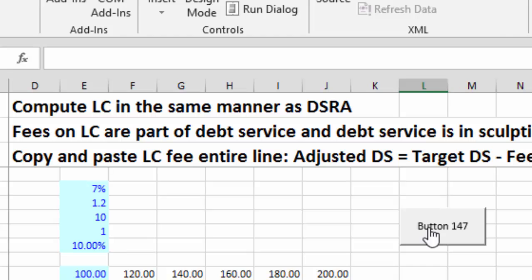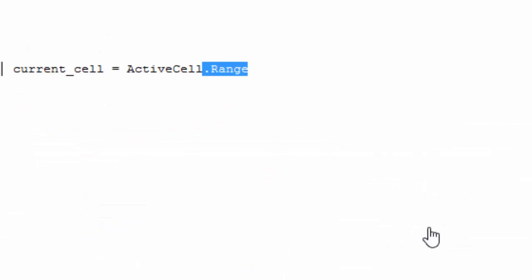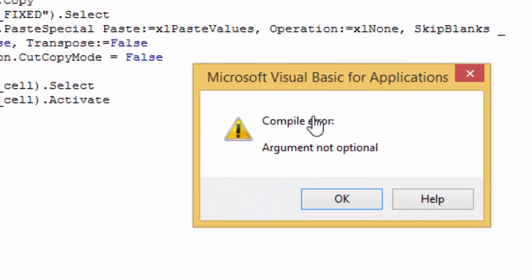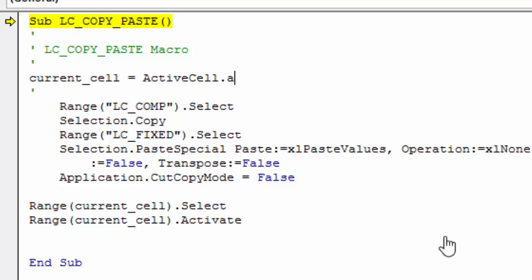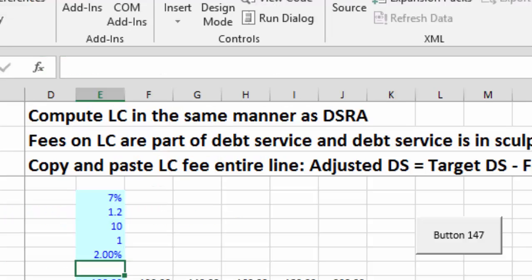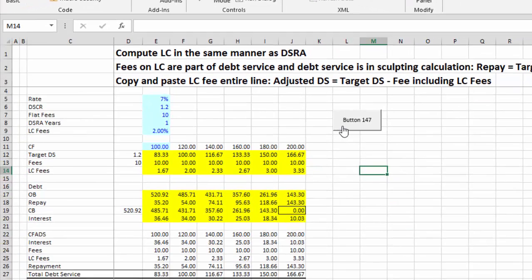So let's try it one more time. And let's change the LC fees back to 2%. And it's address, not range. I made that mistake on purpose. I knew that. I just couldn't quite remember it. Okay. So let's try it again. And then it takes you back. Okay. So that's our copy paste for the LC fees.